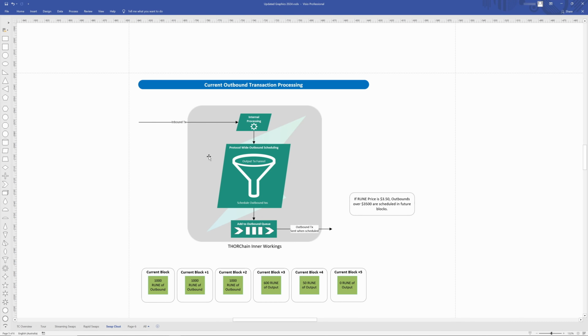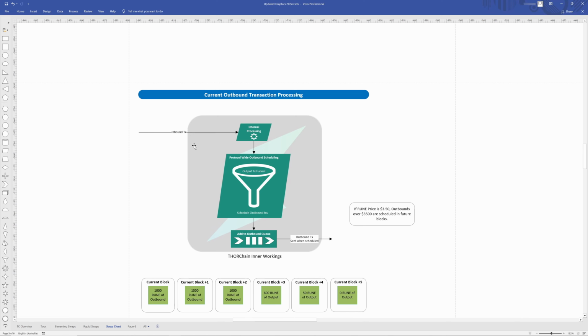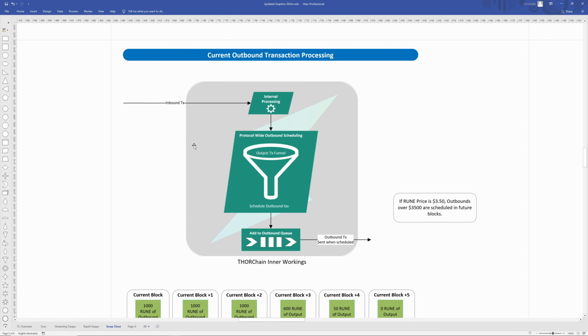So how does Clout work? In order to understand Clout, we need to understand the outbound process a bit more. When you have an inbound transaction, that's going to be a swap, save or lend inbound, that gets processed, and then the outbound goes to this protocol-wide outbound funnel, and this is what funnels the network-wide outbound liquidity. Like I said before, it not only looks at the outbound based off the inbound, so it could be the outbound of a swap, it also takes into consideration all of the liquidity exiting the network due to other activities, like other swaps, other withdrawals, other events.